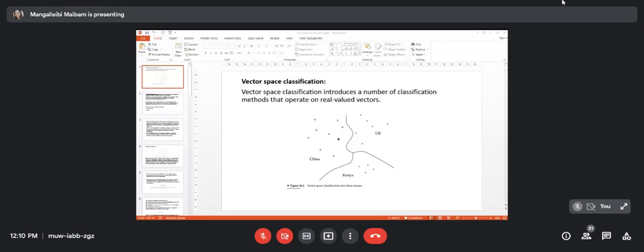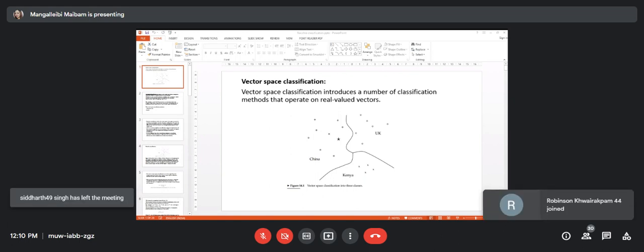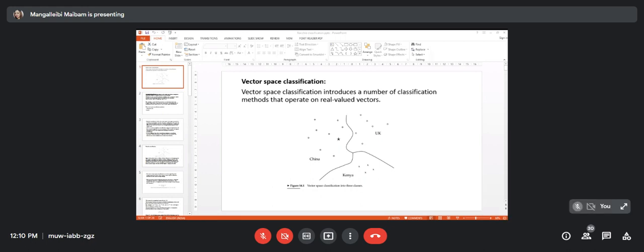Last class, we have seen about probabilistic model, and we have seen language modeling also. Along with that, we have discussed text classification using naive Bayes classification, and also we have seen Bernoulli's classification. So today we will see our vector space classification.